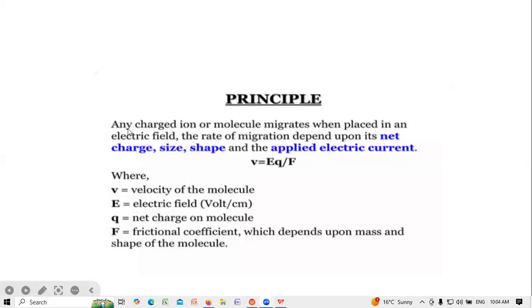Principle: any charged or mobile ion migrates when placed in an electric field. The rate of migration depends upon its net charge, size, shape, and the applied electric field. V equals EQ over F, where V is the velocity of the molecule, E the electric field, Q the net charge on the molecule, and F the frictional coefficient, which depends upon the mass and the shape of the molecule.